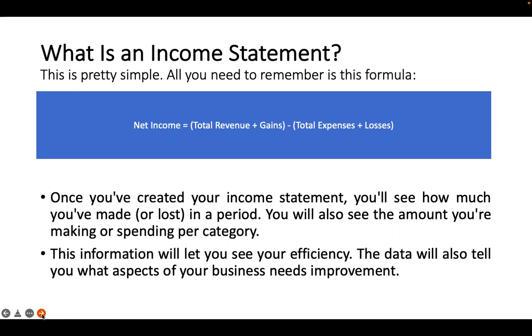Once we have created our income statement, we will see how much money we have made or lost in a specific period. And we will also see the amount we are making or spending per category. This information will help us to see our efficiency, whether our businesses are profitable or not. The data will also tell us what aspects of our business need improvement. So if we have certain categorization within the income statement, we can easily identify our weak areas and try to improve on them.